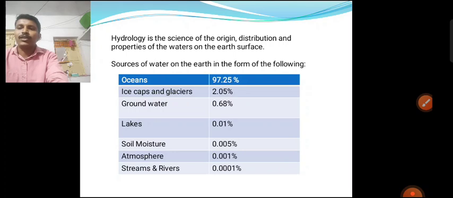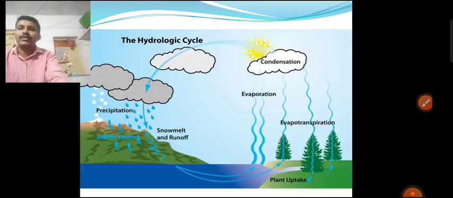0.01% of the water is available in the form of lakes, 0.005% in the form of soil moisture, 0.001% in the form of atmosphere, and 0.0001% of the water is available in the form of streams and rivers.